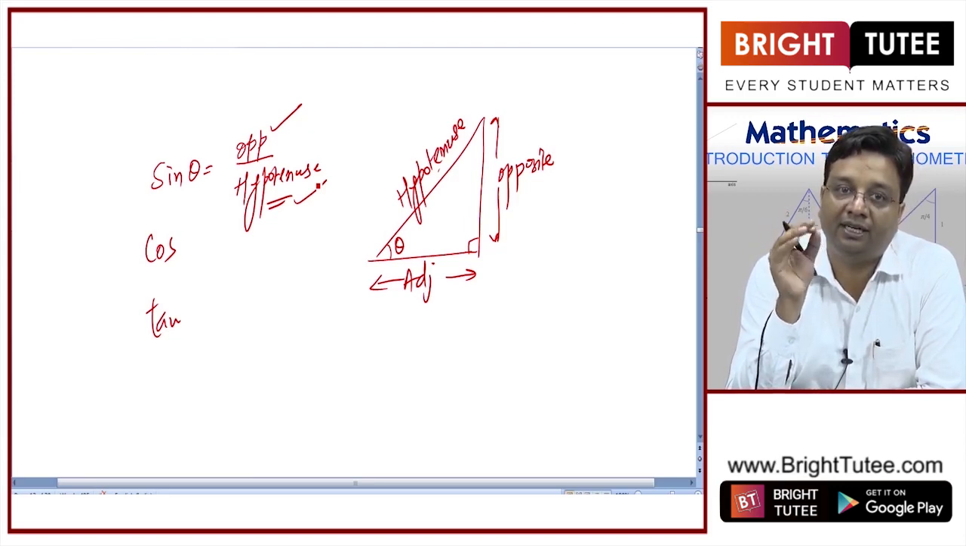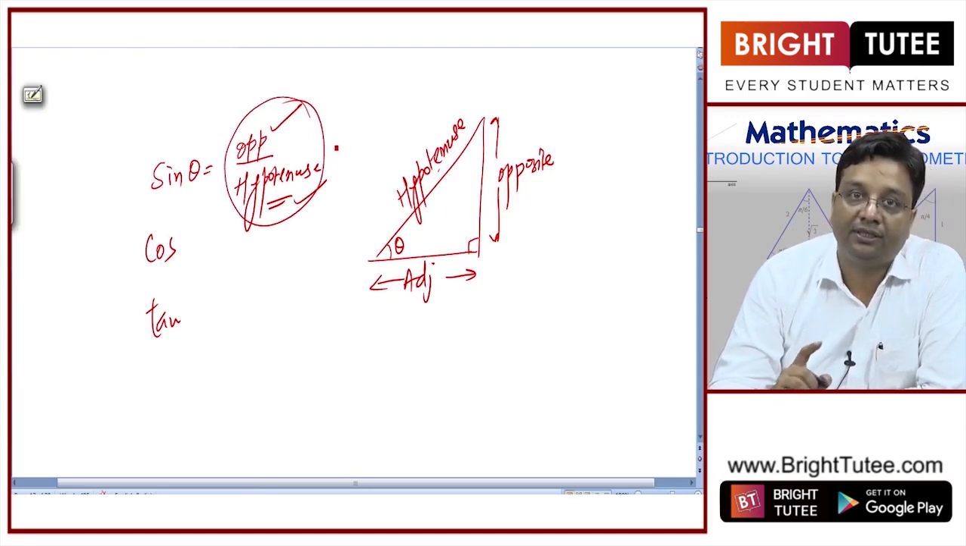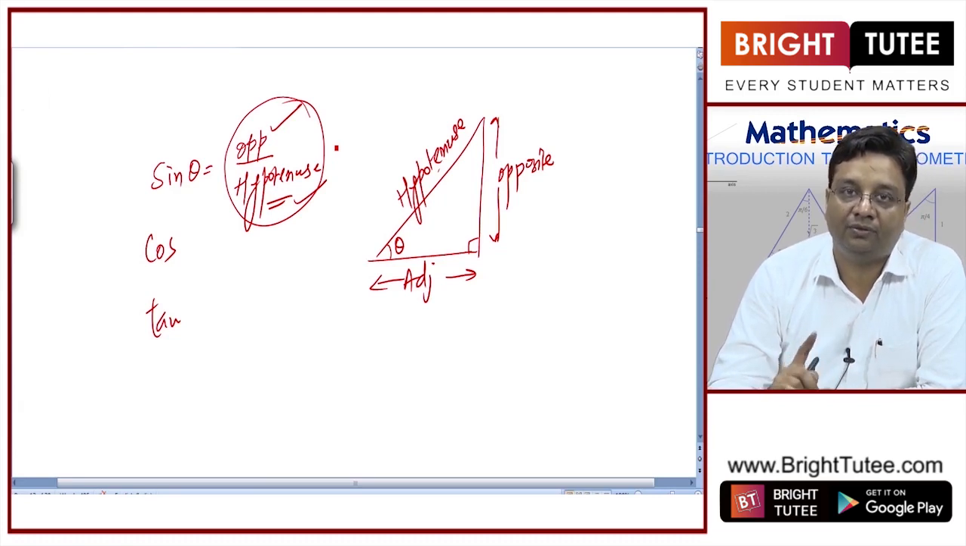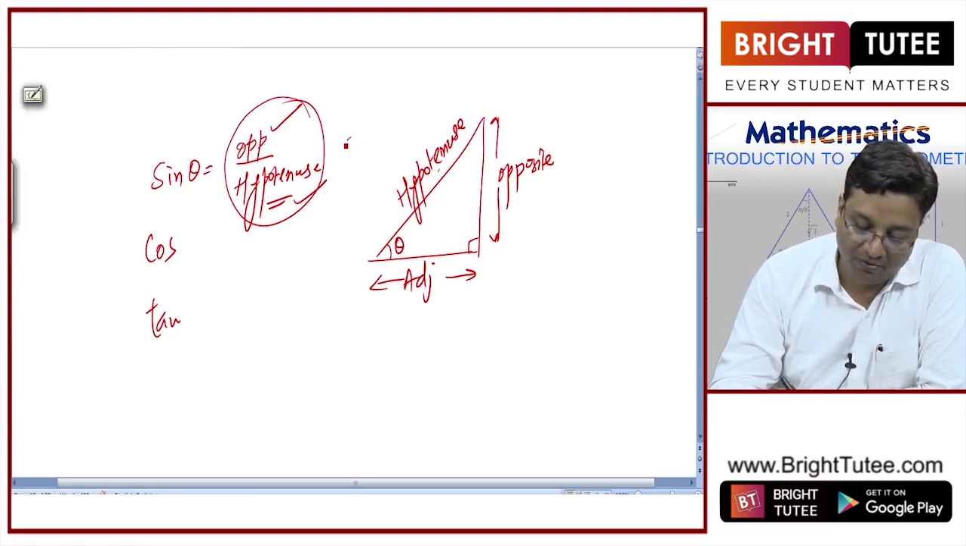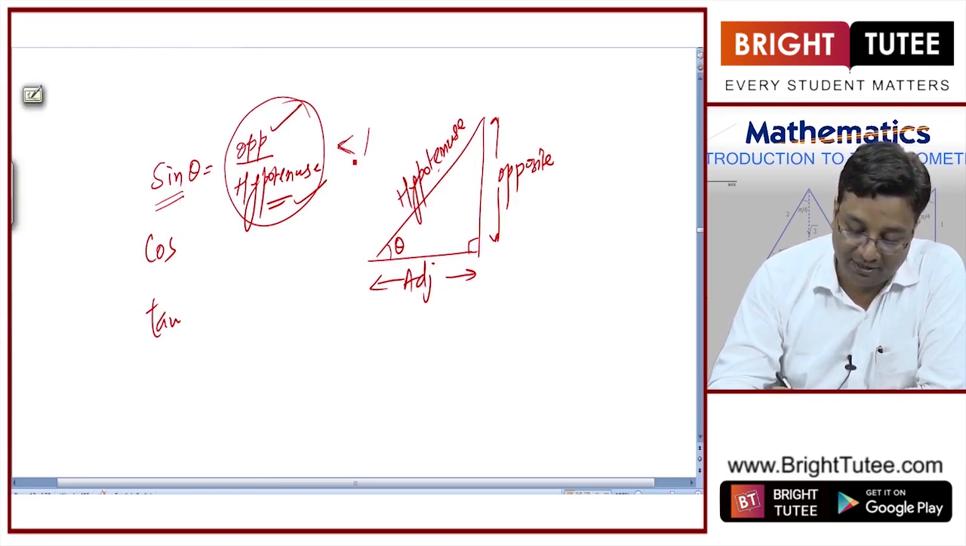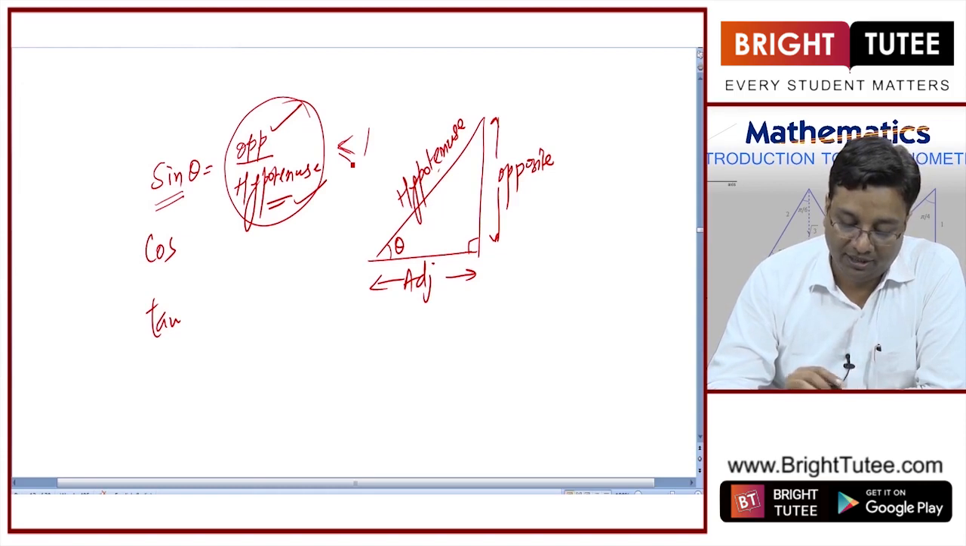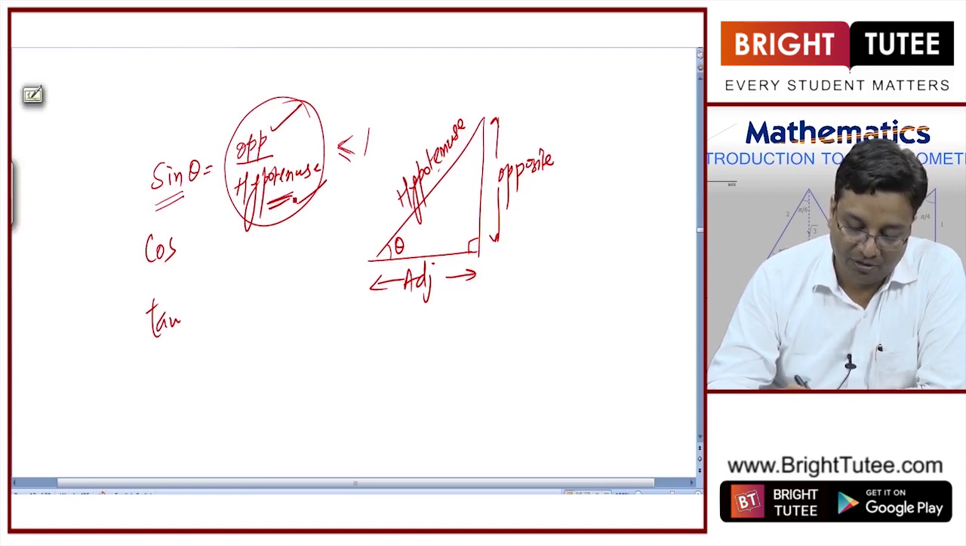Okay, in a right angle triangle, hypotenuse is the largest side. So this ratio can never be greater than 1, right? It will always be less than 1. This ratio, opposite upon hypotenuse in a right angle triangle, will be less than 1. Okay. In only one case it will be equal to 1, when sine of 90 is being calculated. Then the opposite side will also be the hypotenuse, and the denominator will also be the hypotenuse, so we will take it as 1.